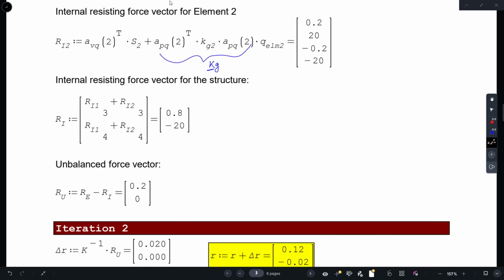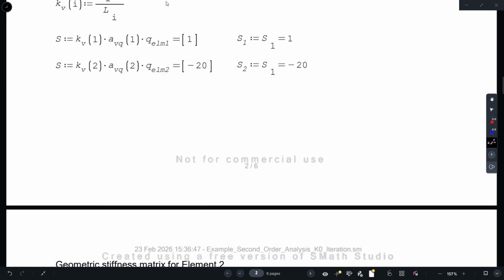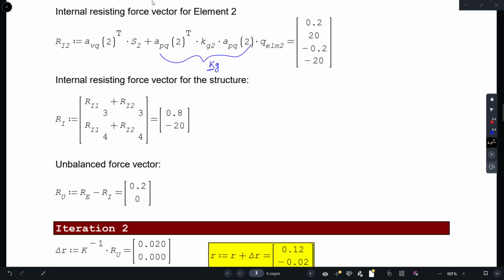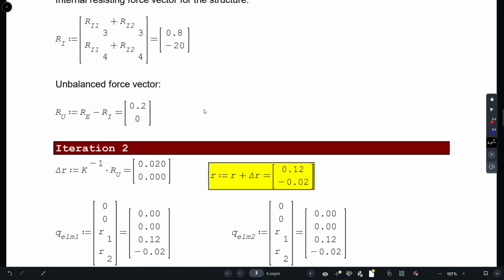So what was my applied force vector? Applied force vector, if you recall, it was 1, minus 20. Now what we got? 0.8, minus 20. So that means the unbalance, Re minus Ri, is that. So we have to iterate to bring this unbalance down to an acceptably small value. So I calculate the new incremental displacement, K inverse Ru. So this is that Ru. So this is my new incremental displacement, add it with the previous.